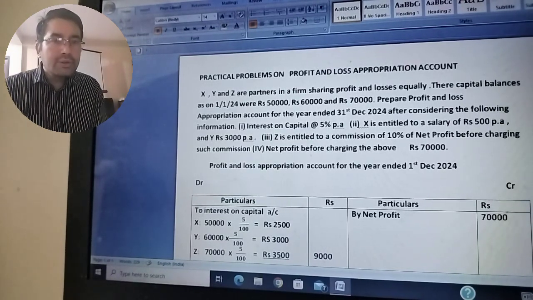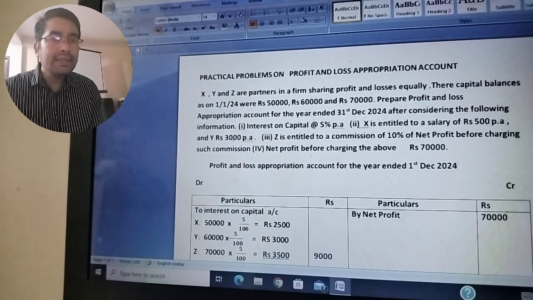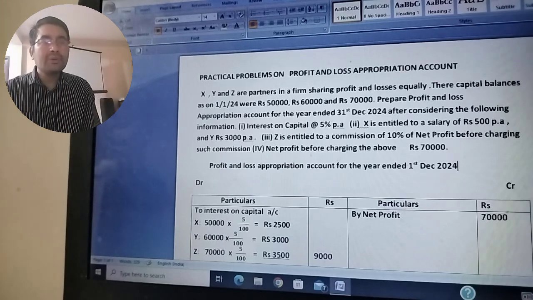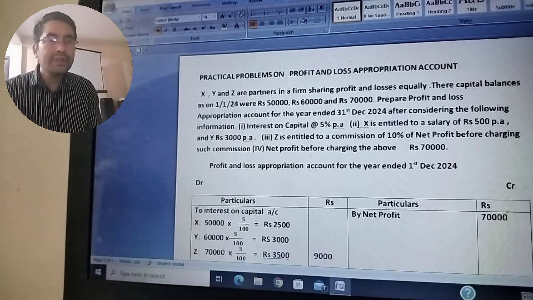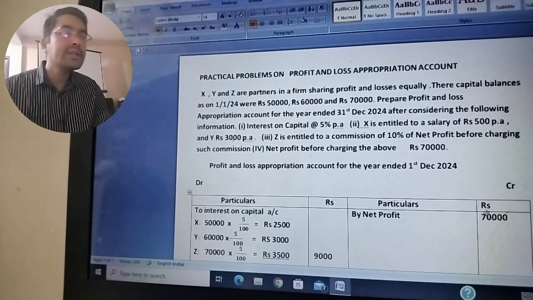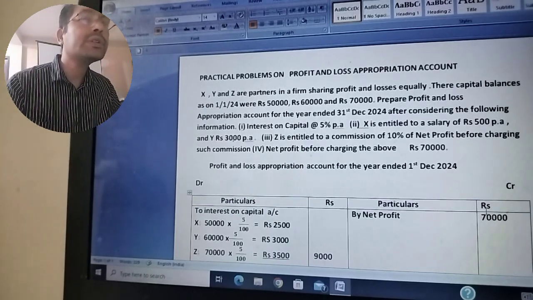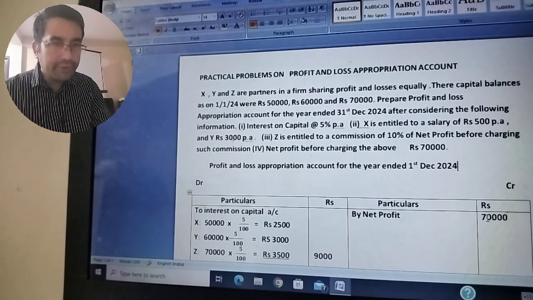So I have prepared the table with the debit side and the credit side. First of all, we start with the credit side. After reading the question, you just write on the credit side by net profit, and the net profit given in the problem before all adjustments is 70,000. So net profit is 70,000.